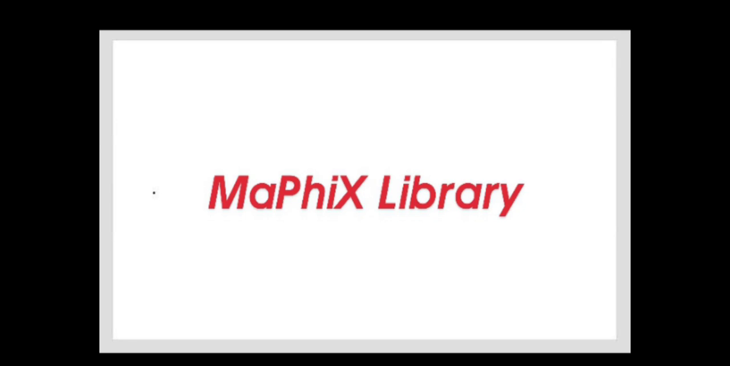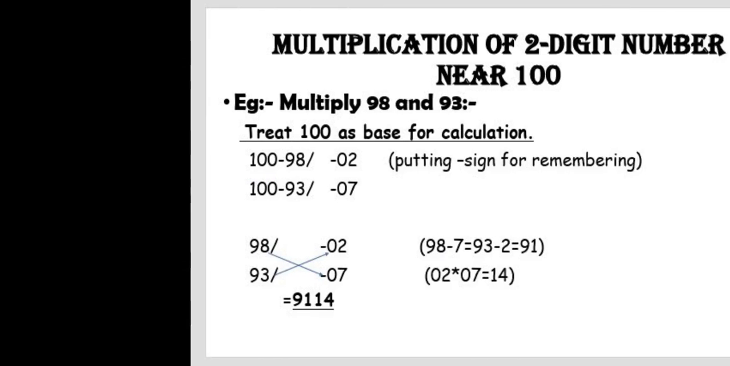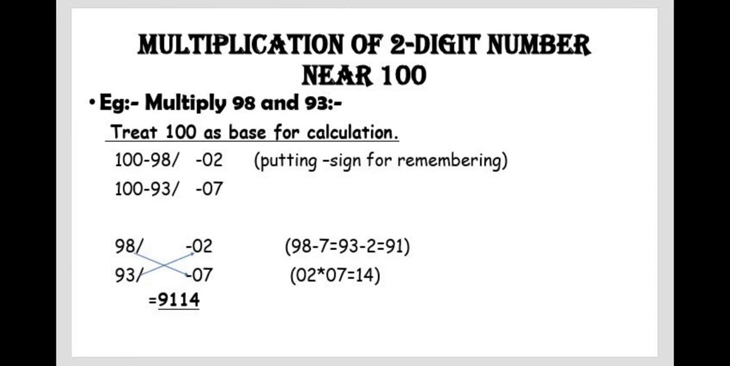Today I'm going to share with you some very interesting and useful tricks for multiplying two numbers which will be near 100. You can use these tricks for your competitive exams. So let's get started. Firstly, we have multiplication of two-digit numbers near 100. So we will see this through an example. Multiply 98 and 93.